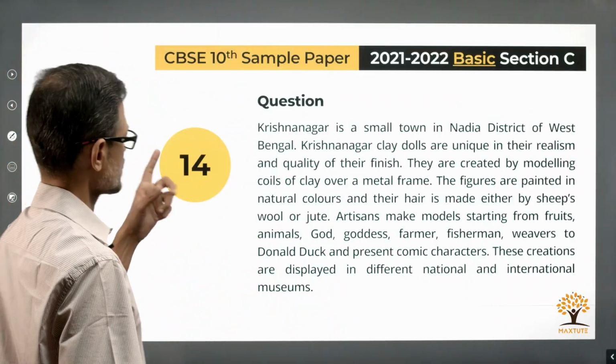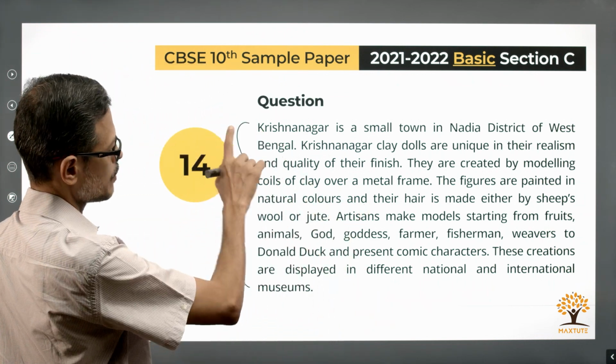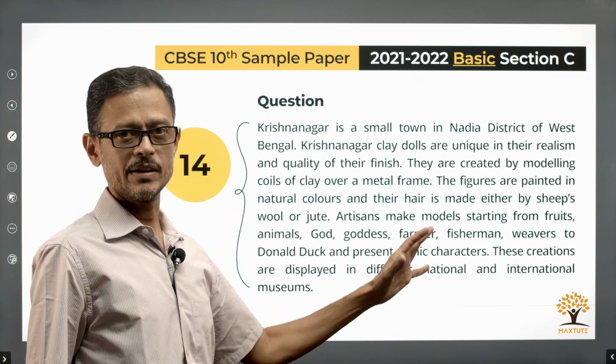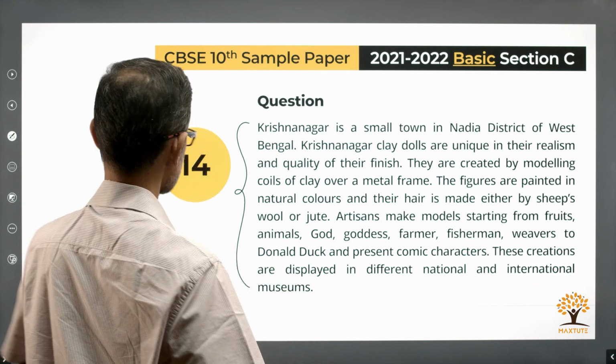The case study based question, a 5-mark question. This basically gives us some background information about the dolls in Krishnanagar in West Bengal. You can read it for information's sake. Let's jump into the next slide, which gives us details for solving this question.